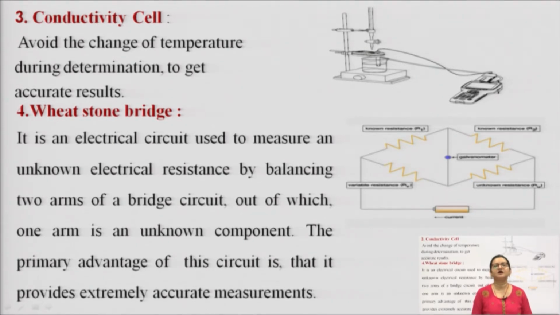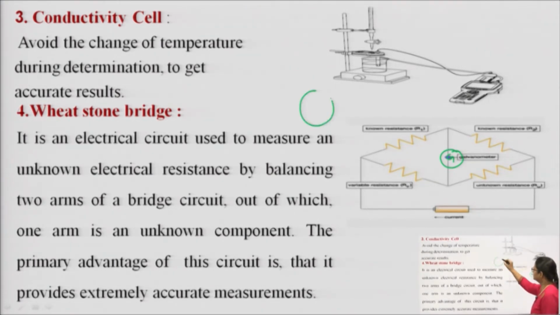The primary important advantage of the circuit is that it provides very accurate and extremely precise measurements, extremely accurate and good results. So, what is a Wheatstone bridge? As you all can see, this is the galvanometer. We can denote it as G also.